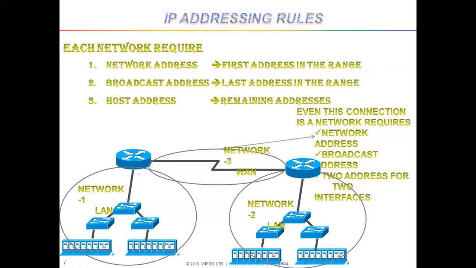You remember this one. In this diagram you have three networks: this network, this network, this network. Even for this interface, the WAN link, you require only two IP addresses, but you still need a different network. One will be the network address, one will be the broadcast, that is fixed, and then these two IP addresses. So you at least require four IP addresses in that network.